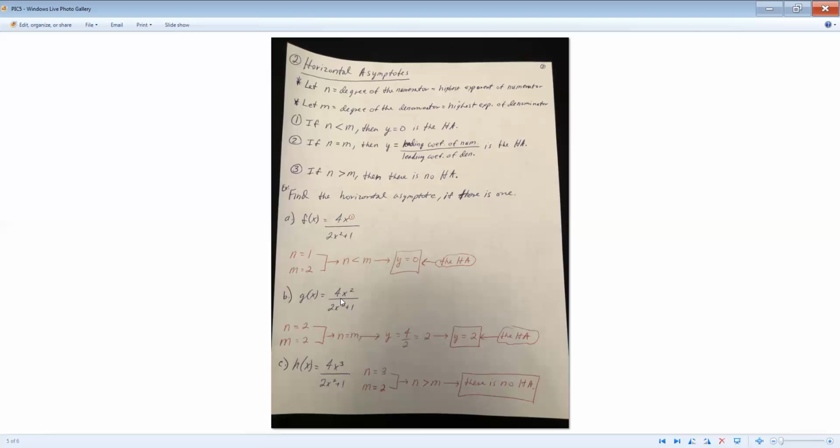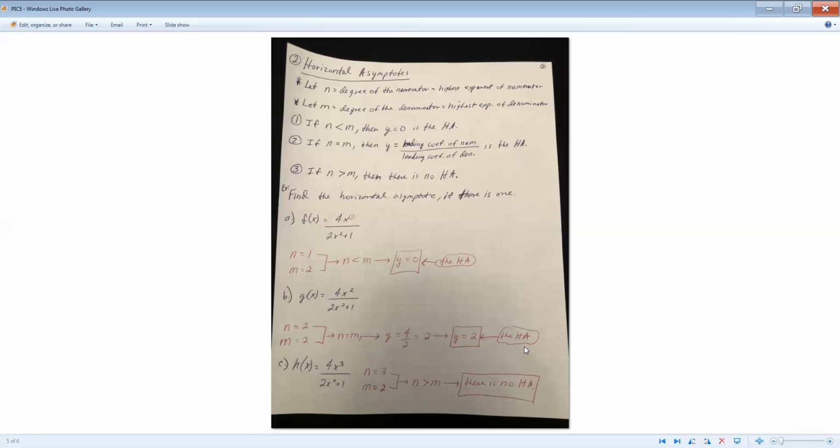For the next one, I have g of x equal to 4x squared over 2x squared plus 1. Both of the degrees of my numerator and denominator are equal to 2. Since they are equal, I take the leading coefficient of both numerator and denominator. That would be 4 and 2. 4 divided by 2 will equal 2. So that means the horizontal asymptote for g of x will be y equal to 2.